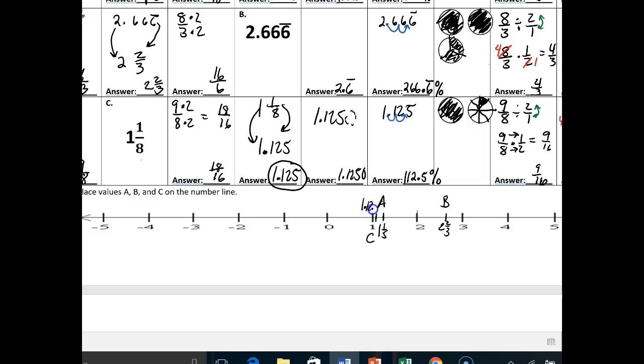So 1.125. That's it. Use your reference sheet tonight. Give me a call if you have questions.